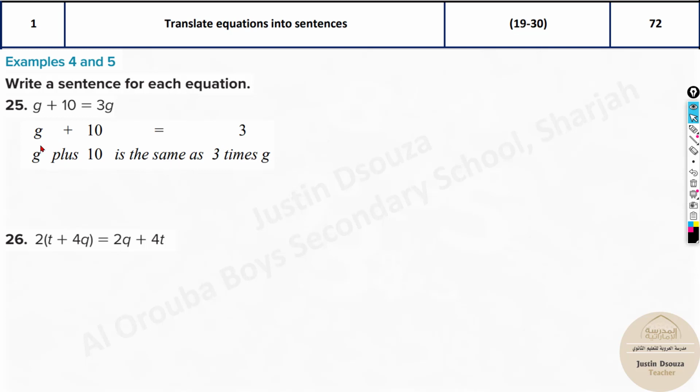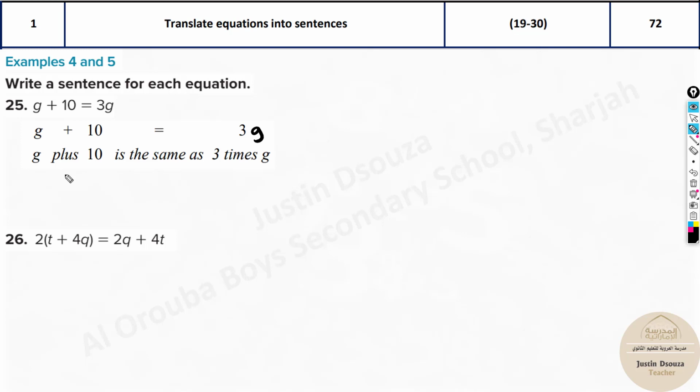Now this is very simple. G plus 10 is the same as 3g. It should be 3 and g over here, which is missing. I apologize for that. It's 3 times g. Now this one they have just, you can see this.